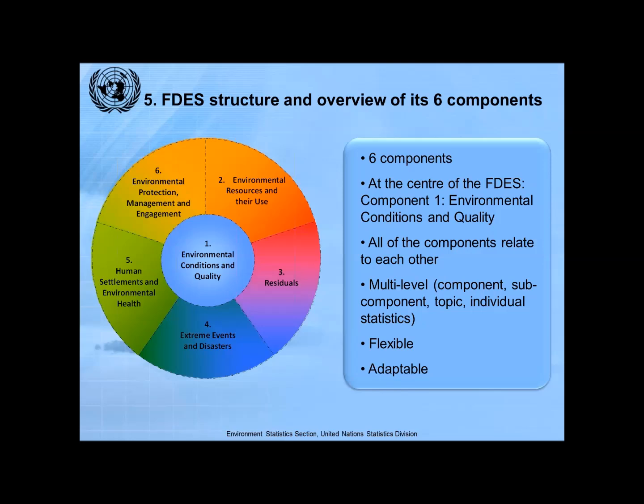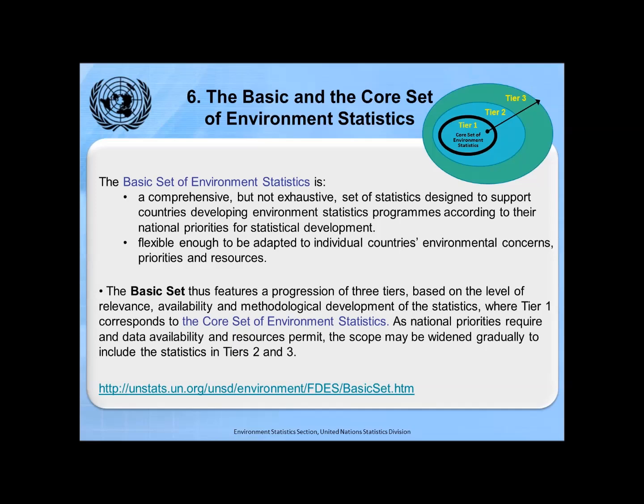I'm introducing this here. Normally we have a separate presentation on the basic set, but of course the basic set of environment statistics is part of the FDS. So I will mention a few pieces of information here. So the basic set is comprised of the 3 tiers, and I'll come to that in a minute. And it's a comprehensive list of environment statistics, but it is not exhaustive. And it is meant to help countries develop programs according to their own priorities and needs for environment statistics. And it's also flexible enough to be adapted to individual countries' concerns and resources. And it is comprised of a progression of 3 tiers and based on level of relevance, availability, and methodological development of the statistics. And I put in the link here where you can find the basic set.